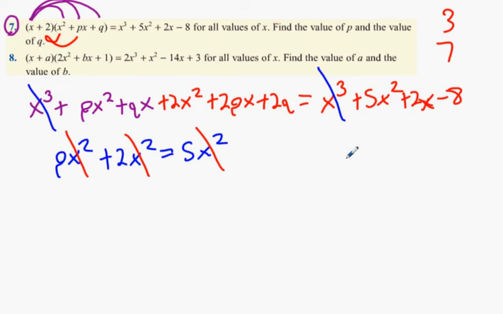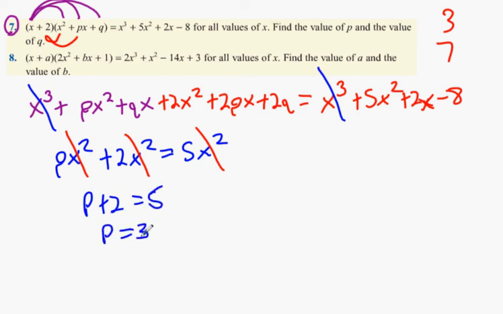Because if I was to give you a really basic example, 5 tables plus 2 tables, or 5t plus 2t equals 7t. And you go, wait a minute, they're all tables, so 5 of them plus 2 of them equals 7 of them. That's basically what we're doing here. Because they're all x squared, they're all the same object, you don't actually have to include the object's description. The object's description is x squared here. 5 of them, p of them plus 2 of them equals 5 of them. What is p? Anybody? p plus 2 equals 5.